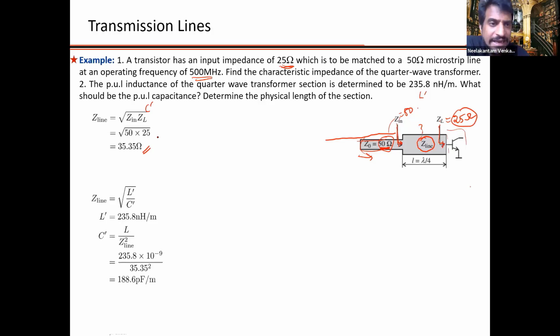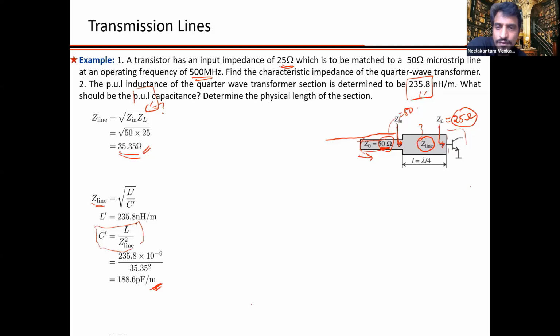But then my L dash is given in the question. I want to find the C dash. Because I know the Z line from the first part, since Z line is square root of L over C, I can go ahead and figure out what is my C dash. And that would be 118.6 picofarad per meter. So C dash is a question mark that can be figured out this way once you figure out the Z line, the line's characteristic impedance.